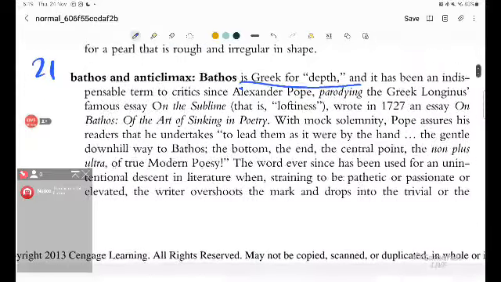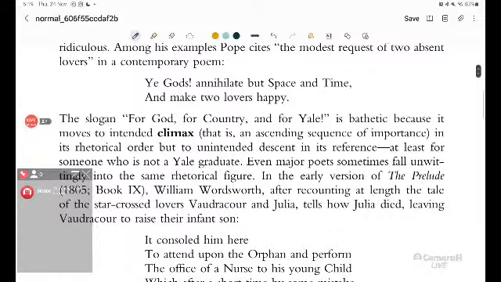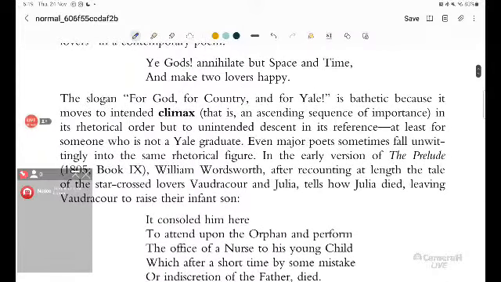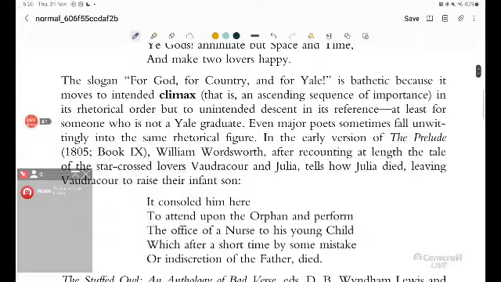So moving on. The slogan for God, for country, and for Yale is bathetic because it moves to intended climax, that is the ascending sequence of importance in its rhetorical order, but to unintended descent in its reference, at least for someone who is not a Yale graduate. Even major poets sometimes fall unwittingly into the same rhetorical figure.